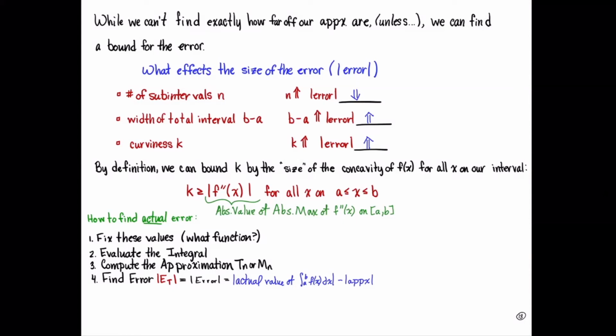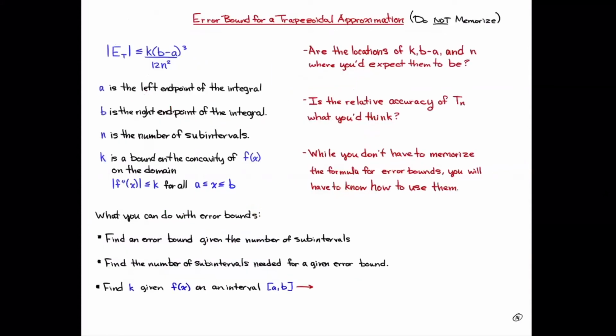The idea is bounding the error. If we know the endpoints and we know n, then we can find an upper limit. We can guarantee that the error will be less than this value.